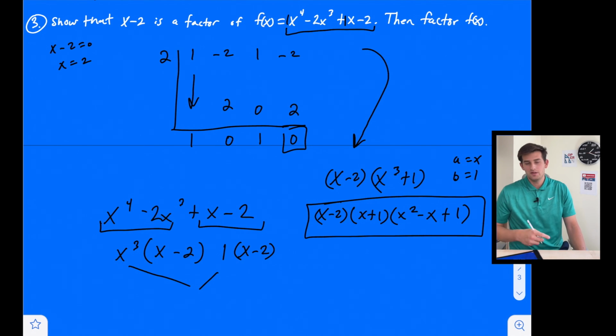And if you want to review the sum or the difference, but specifically here the sum of 2 cubes, I'll put that in the cards right now. But for this video, that is the factor theorem.